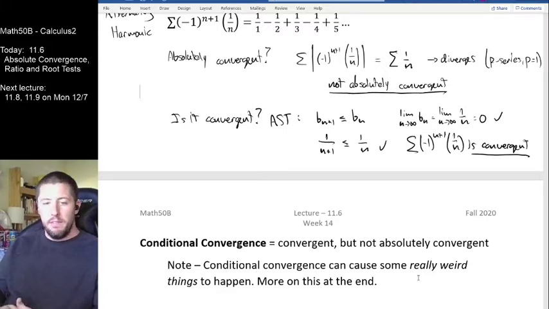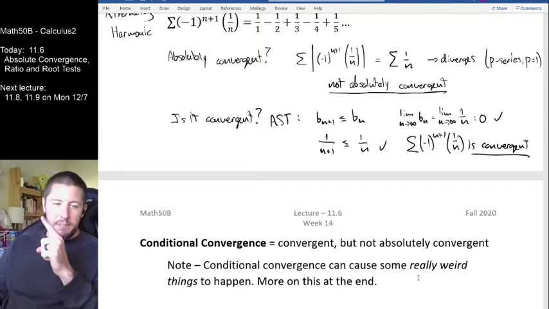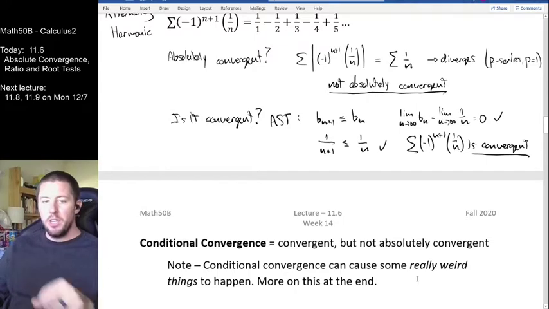So conditional convergence, again, is when the series does converge, but if you were to take the absolute values of each term, it no longer converges. It doesn't experience absolute convergence. We're definitely seeing this in this alternating harmonic series right here. So this is conditionally convergent.